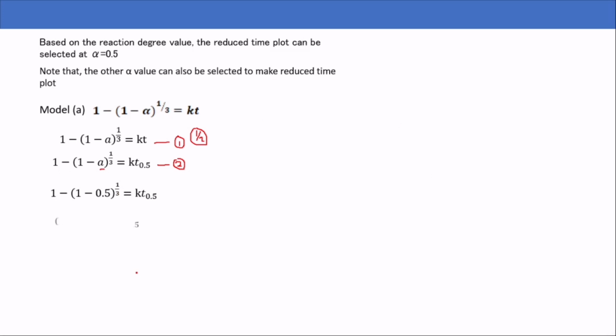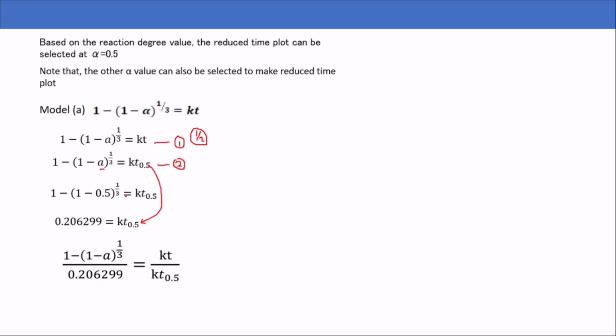For equation 2, we are going to get 0.206299 is equal to k t 0.5. We are going to substitute it here because we have now reduced it to this. Then, as I told you, we are going to divide equation 1 by equation 2.